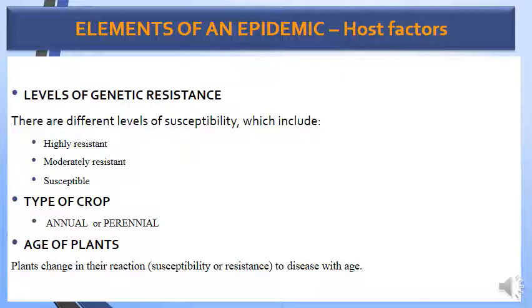The second important factor affecting disease development is age of plant. Plants change in their reaction to disease with age. In some plant-pathogen combinations, the hosts are susceptible only during the growth period and become resistant during the adult period. For example, root rot disease, downy mildew disease, viral infection.